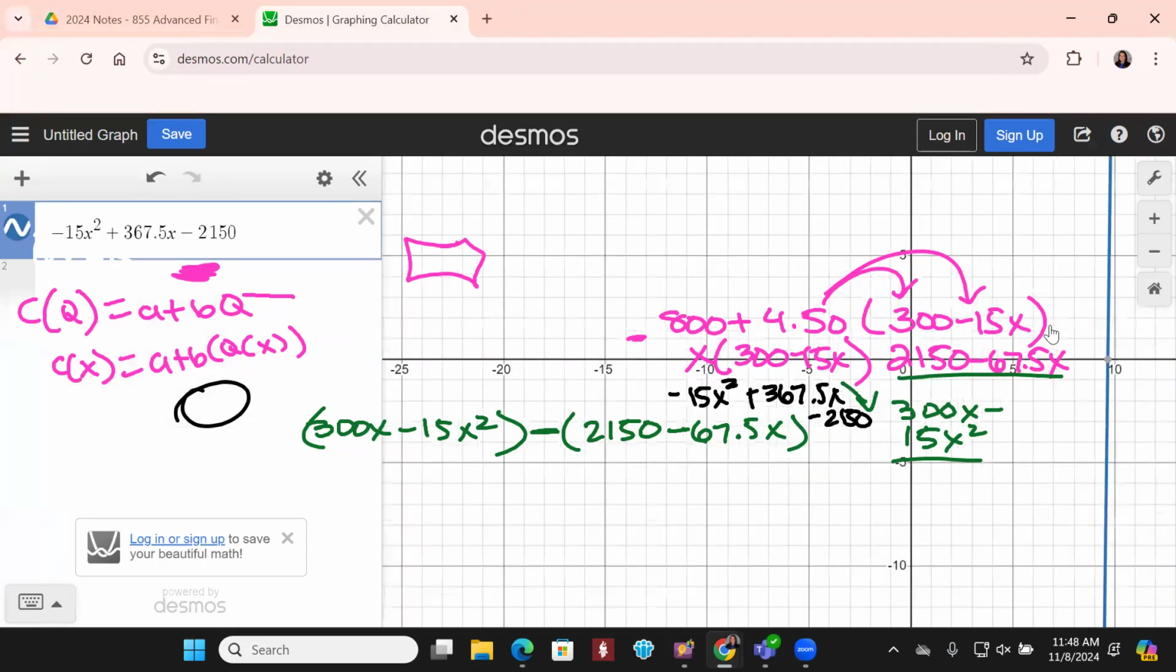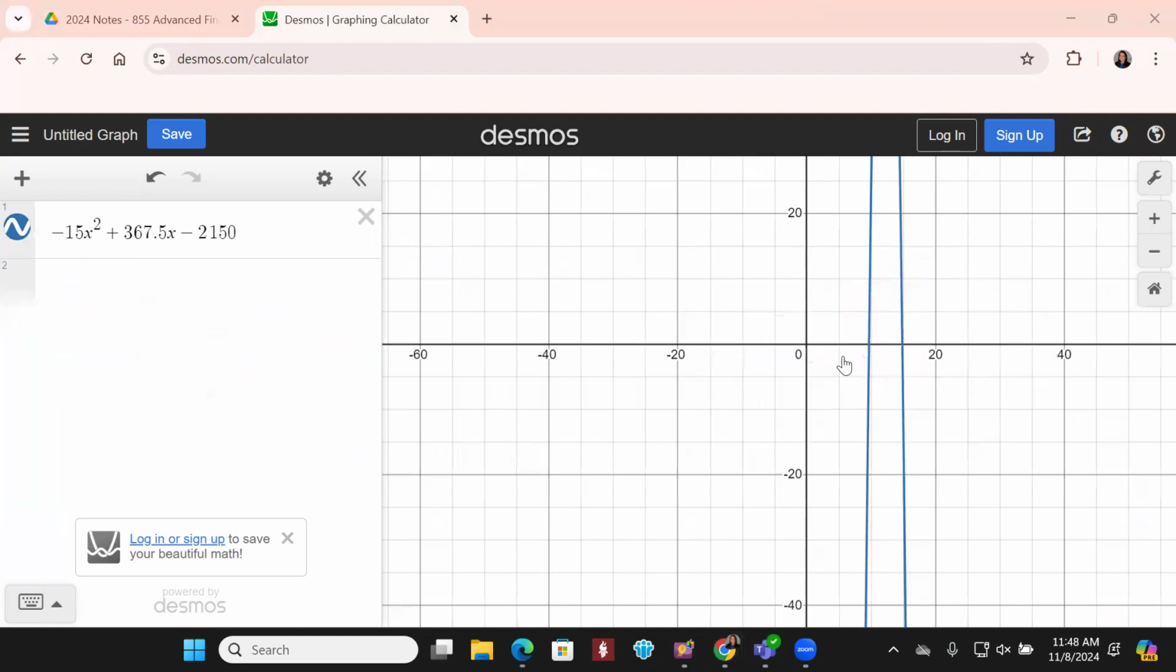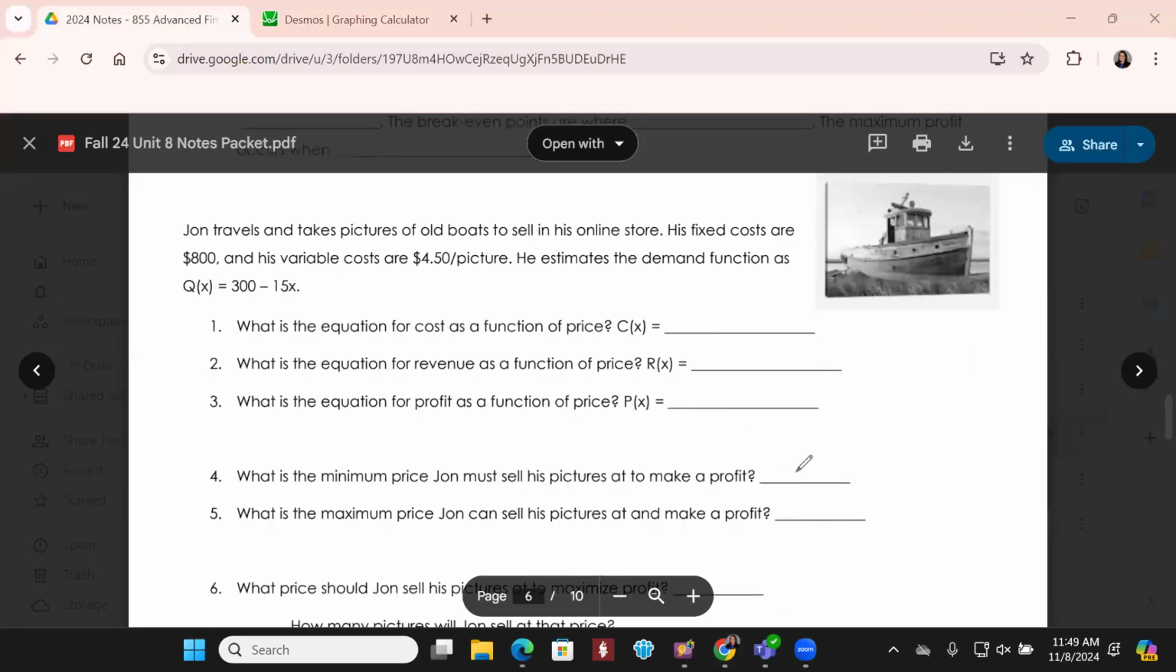All right. When we zoom out, what is the minimum? I'm going to get rid of this real quick. What is the minimum amount in order for him to make a profit? Remember, for him to make a profit, it's got to be above the x-axis. So what is the minimum number? Right there. Okay, so we're going to say 9.66. Going to be his minimum amount. 9.66. Okay, what's the maximum he can sell?